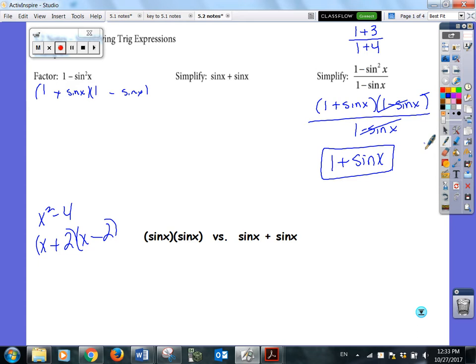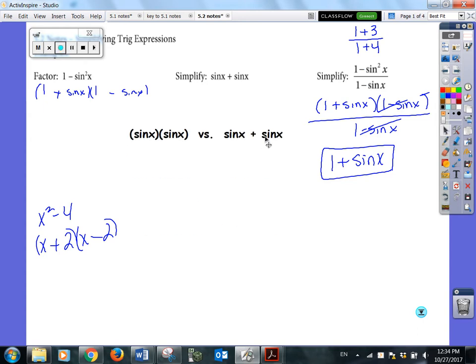So we have 1 plus sine x times 1 minus sine x over 1 minus sine x. Now we can start canceling. When you're multiplying, you can cancel numerator and denominator. When you're adding and subtracting, you can only cancel something that is exactly the same. If it's not exactly the same, we can't cancel it. So that's another tool that you're going to need to use when you are working on this entire lesson.